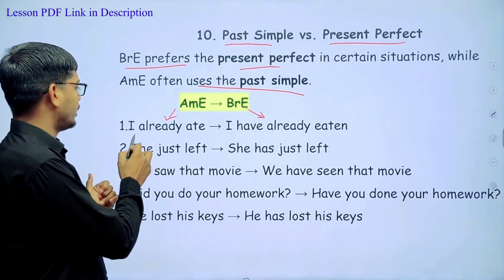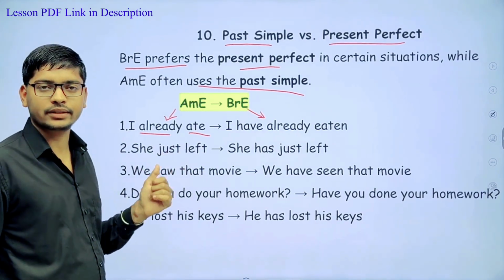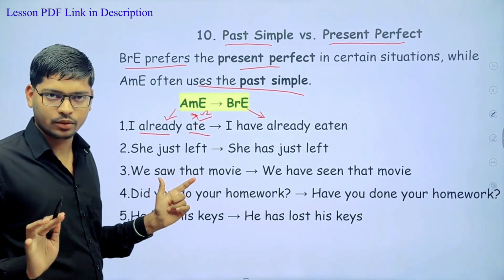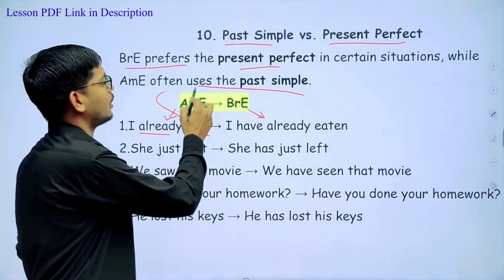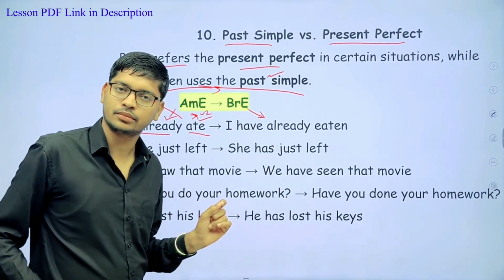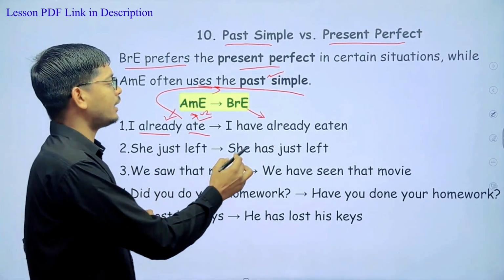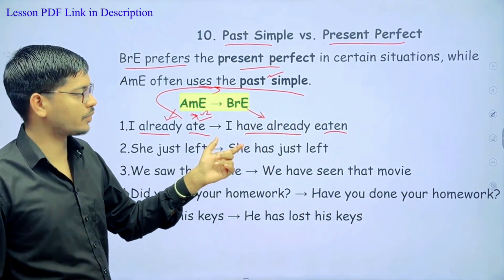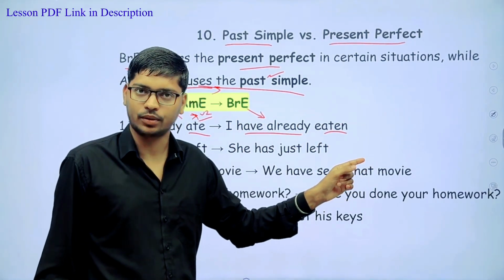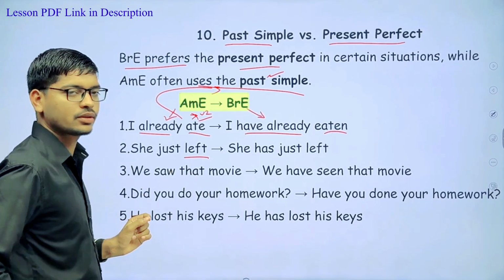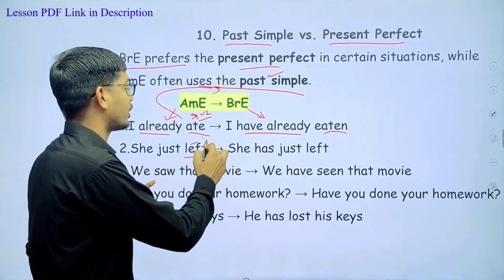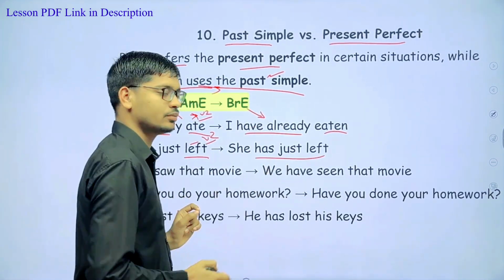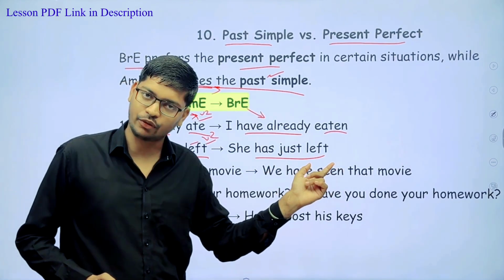I already ate. You know, ate is the second form of the verb, and the second form of the verb comes in the past simple tense. Next, I have already eaten. This sentence is in the present perfect tense. She just left. Left is also the second form of the verb, in the past simple tense. She has just left. This sentence is in the present perfect tense.